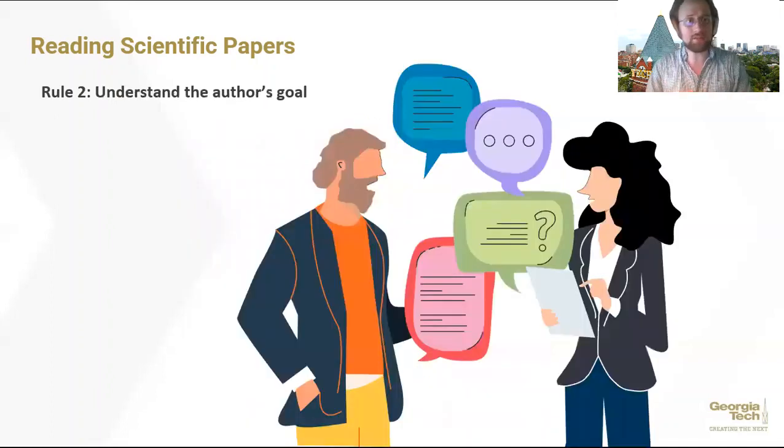The second rule is to really understand the author's goal. In written communication, the reader and the writer are equally as important.